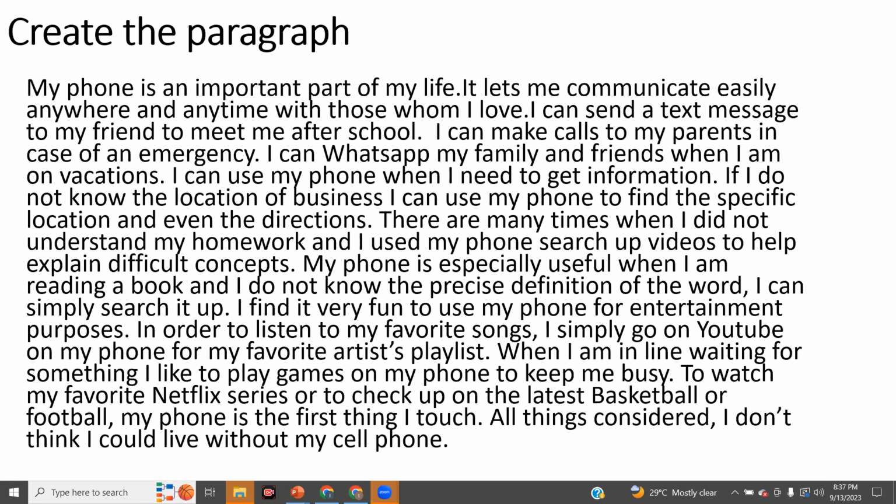I find it very fun to use my phone for entertainment purposes. In order to listen to my favorite song, I simply go on YouTube for my favorite artist's playlist. When I am in line waiting for something, I like to play games on my phone to keep me busy. To watch my favorite Netflix series or to check on the latest basketball and football, my phone is the first thing I touch. All things considered, I don't think I could live without a cell phone.